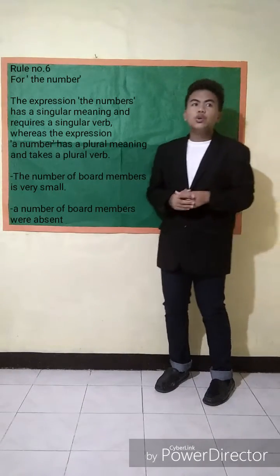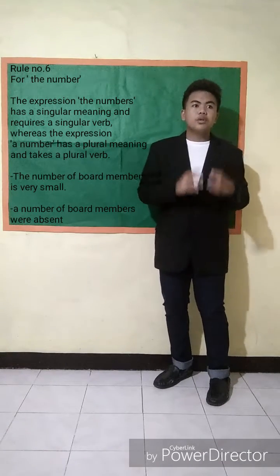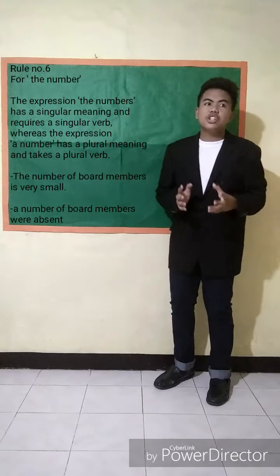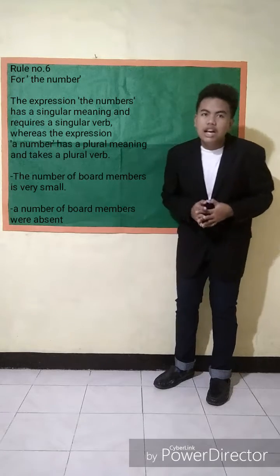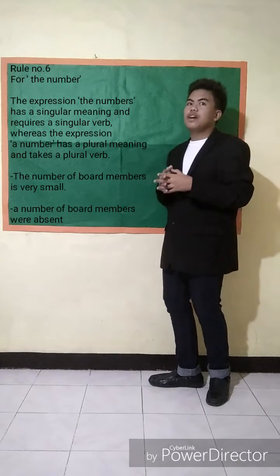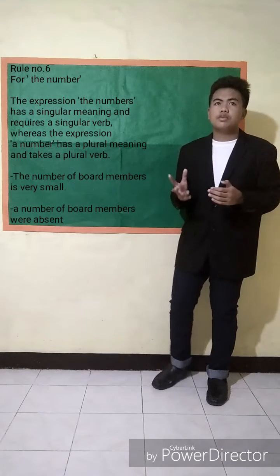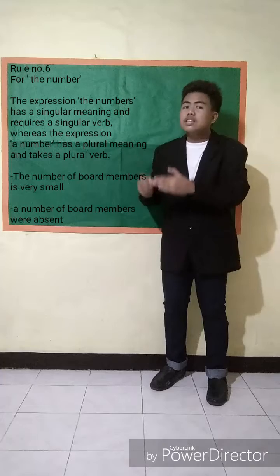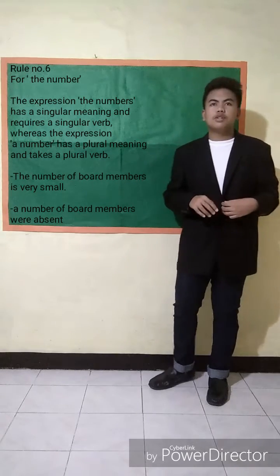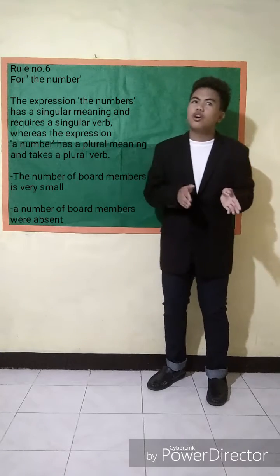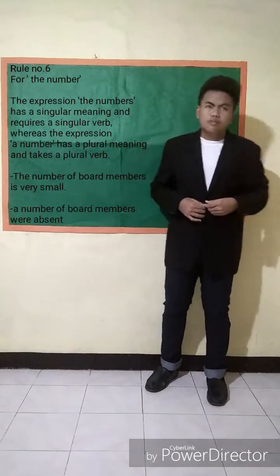Rule number 6: rule for the number. The expression the number has a singular meaning and requires a singular verb, whereas the expression a number of has a plural meaning and takes a plural verb. Example: the number of board members is very small. The expression the number has a singular meaning. Another example: a number of board members were absent. Here a number of has a plural meaning and takes a plural verb. That's rule number 6.